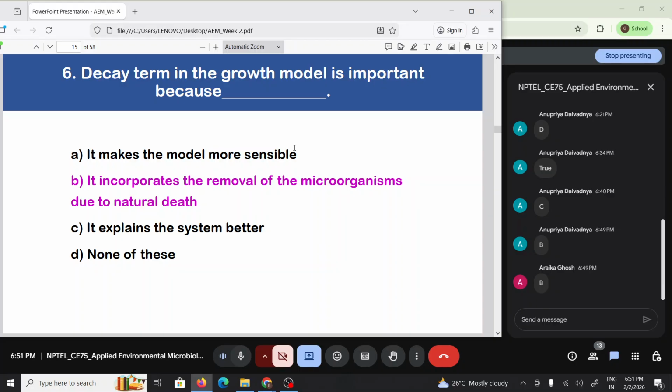But when we come to this death phase or decay phase, the nutrients are completely depleted and there is accumulation of waste product. Hence the microbes are no longer able to survive in the environment, the number of viable microbes is going to decline, and the microbes are going to die. So the term that incorporates this factor in our growth model is known as the decay factor. It makes the model more sensible, but the real reason is that it incorporates the removal of microorganisms due to natural death. We also have to account for that when we are modeling the growth of microbes.